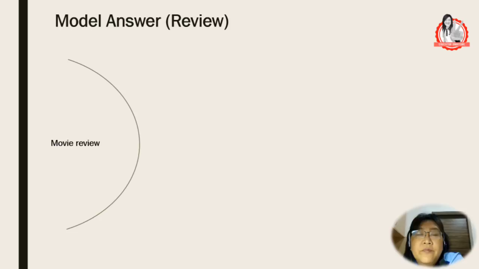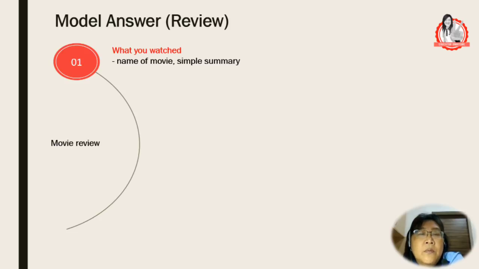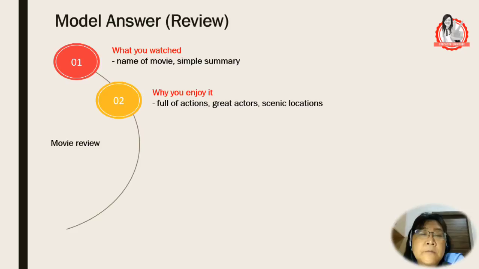This is for a review. So movie review, the first one is what you watch. So you must name the movie, then you can write a simple summary. So remember, to write a review, it must be something that you have watched. For number 2, why you enjoy it. So maybe you can say it is full of actions, great actors, or scenic locations. You can even write negative comments.